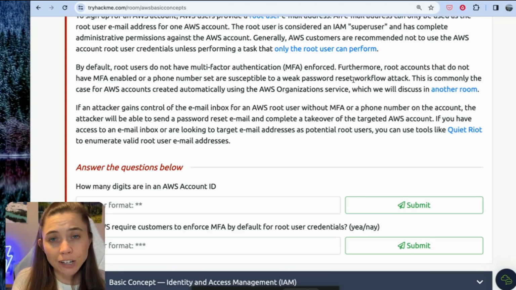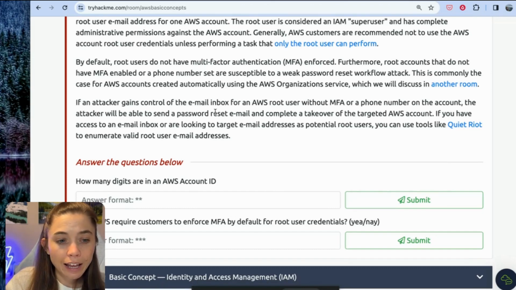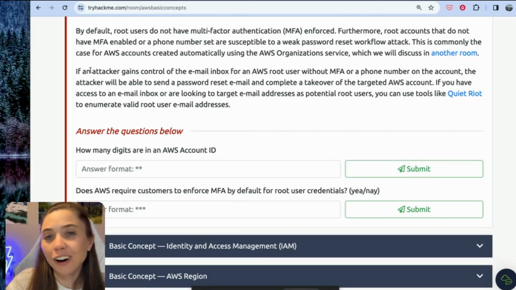Because if a bad actor were to compromise that email account, that is the root email for the AWS account, they're one step closer to compromising the AWS environment. So MFA everywhere, strong passwords everywhere. That's really important.